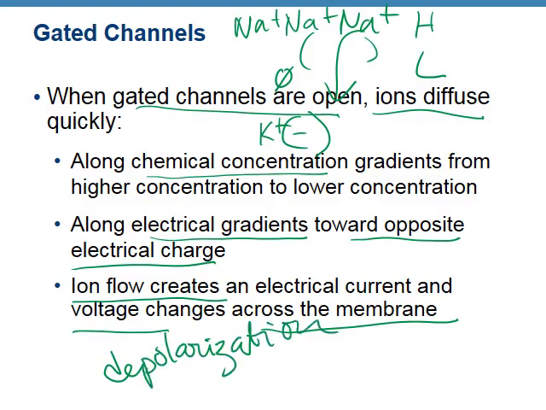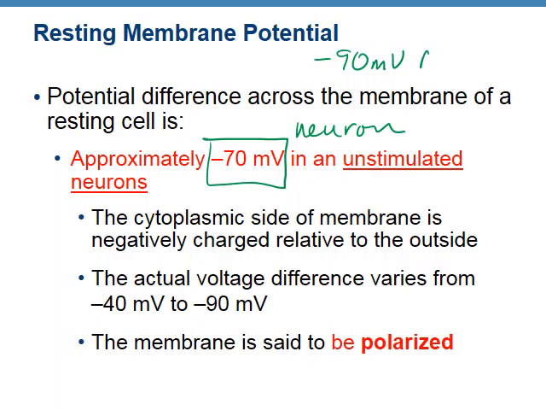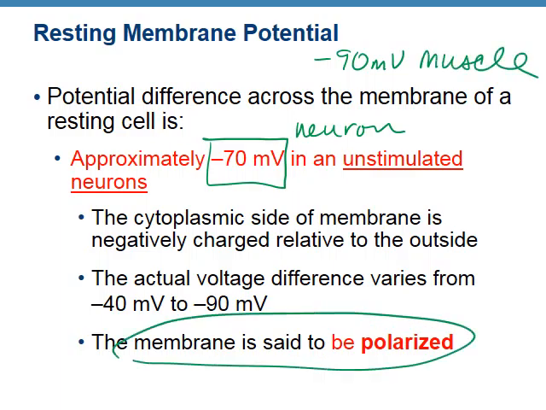So these are the exact same concepts that we learned in skeletal muscle. We're just now applying them to a neuron, and you'll see a few places where it's a little bit different. Here's one difference. In a neuron, the resting membrane potential is -70. It was -90 millivolts in the muscle, right? So the membrane is said to be polarized. It's still negative on the inside and positive on the outside.